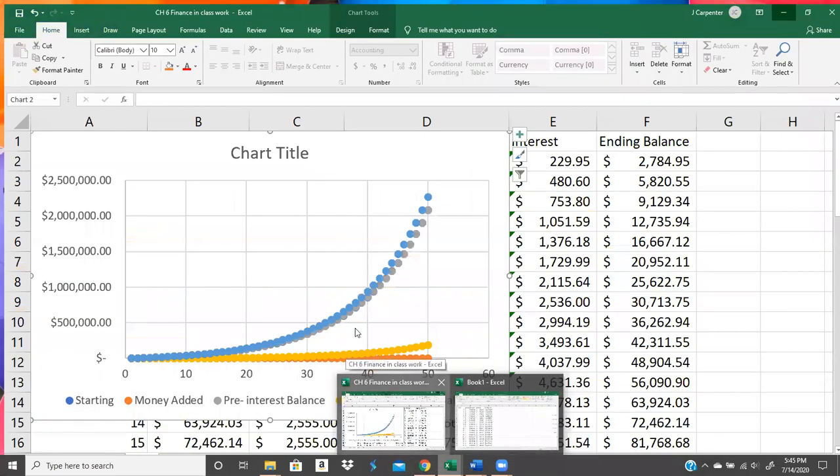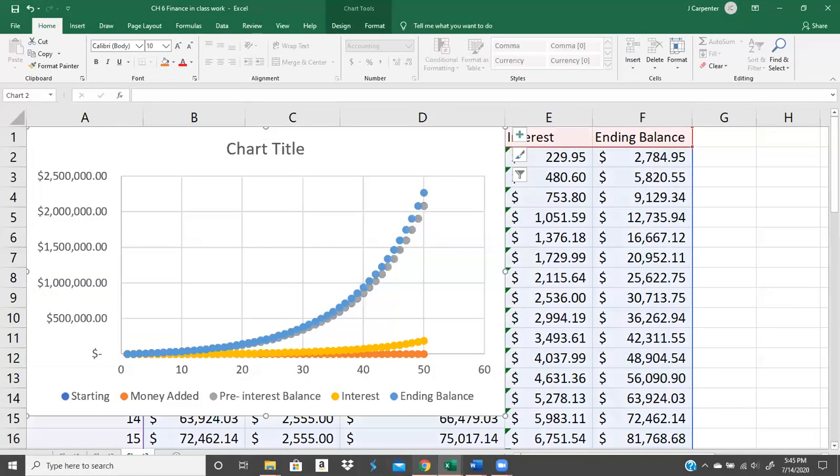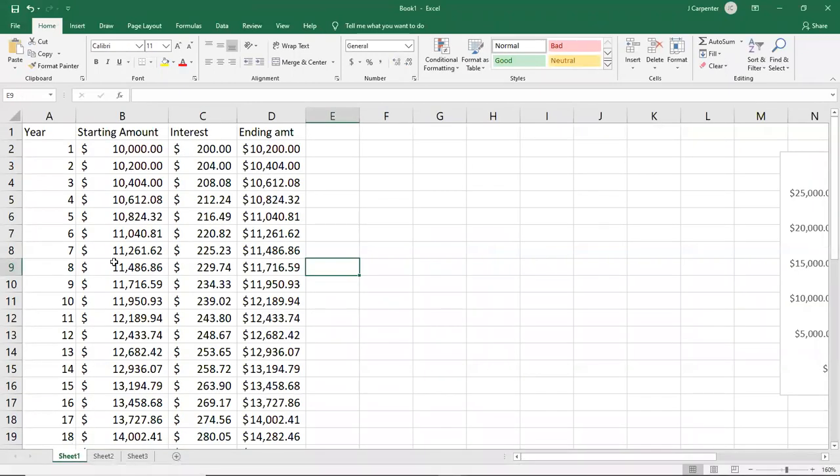So here's how things look in Excel. That's not the one I want. That was the completed version. This one, I just need to delete some stuff.